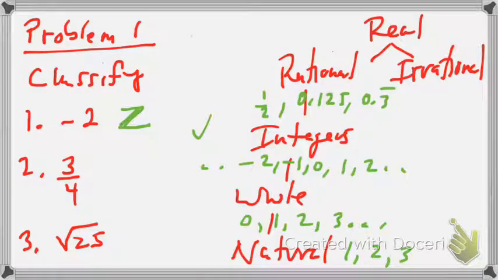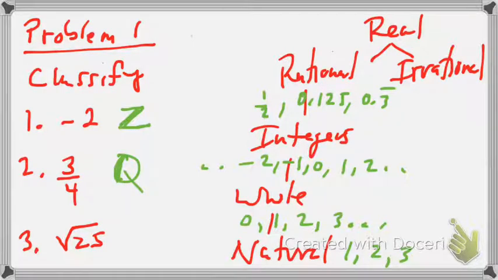Alright, 3/4. 3/4 is written as a fraction, so we know that it's rational. Is it an integer? It is not, because it's not a positive or negative counting number or 0. So rational is the most specific classification, and we know that that's abbreviated as the double-barred Q.